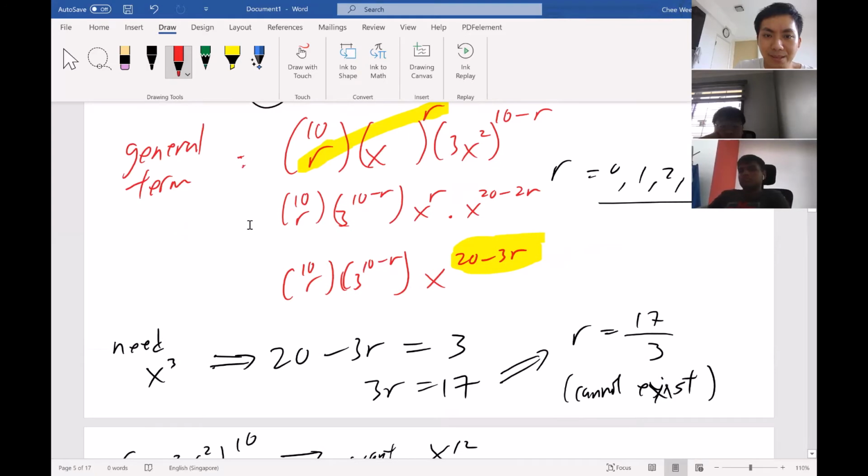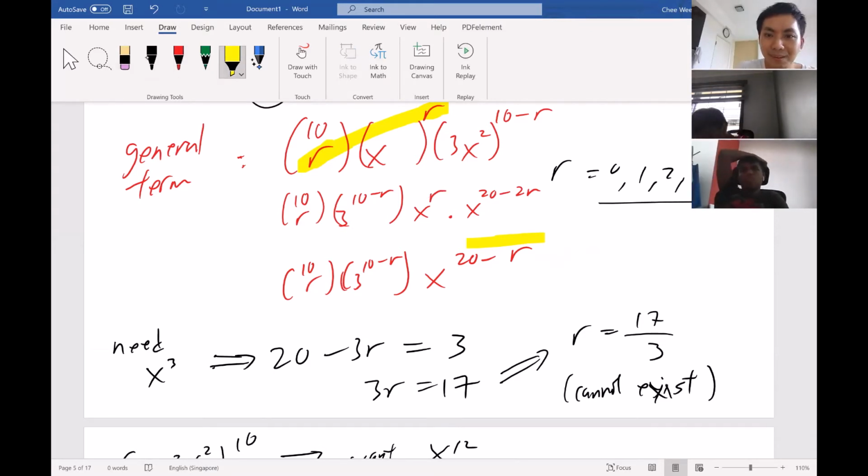What do I feel I made a mistake? Oh, shit. Okay, there's a slight mistake here. Sorry, you guys. It's 20 minus r actually. Correct? Agree?